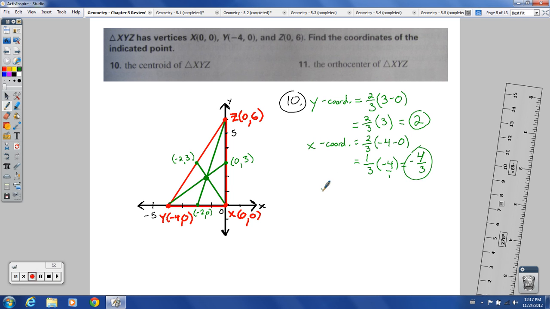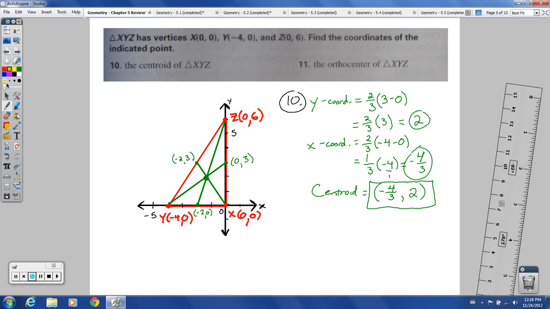So what is my coordinate for the centroid? The centroid is going to be at -4/3. Could you say -1 1/3 or -1.3 repeating? Sure, you could say that too. The centroid is going to be right there.